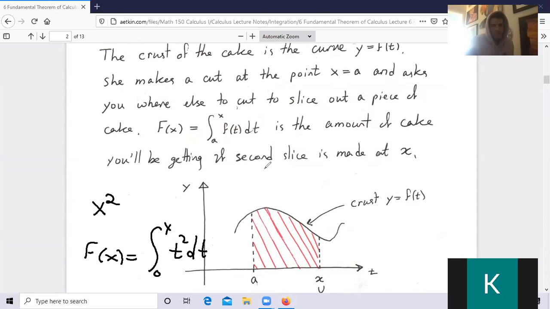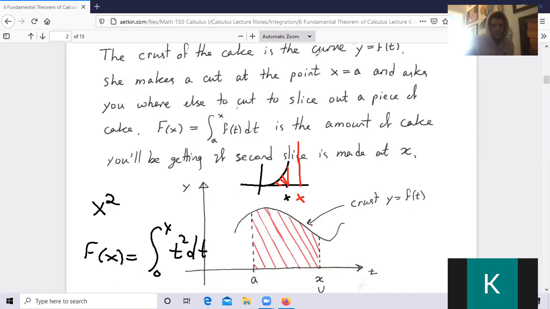It means that you have this cake. Its crust is parabolic, and once you specify the point x, the cake is sliced at that point, and you obtain this region. If you say a different x, it will be sliced at a different point.